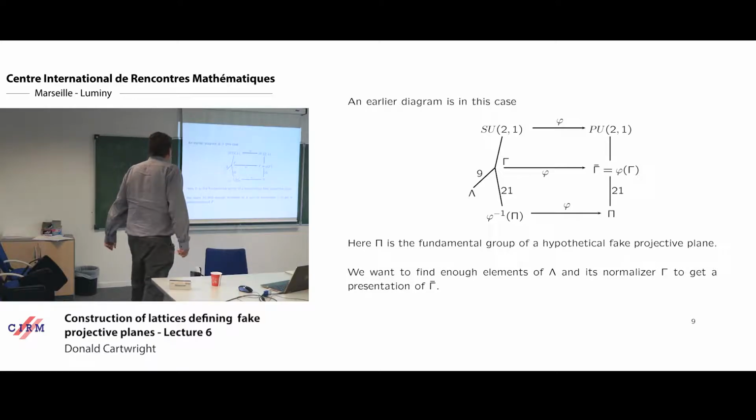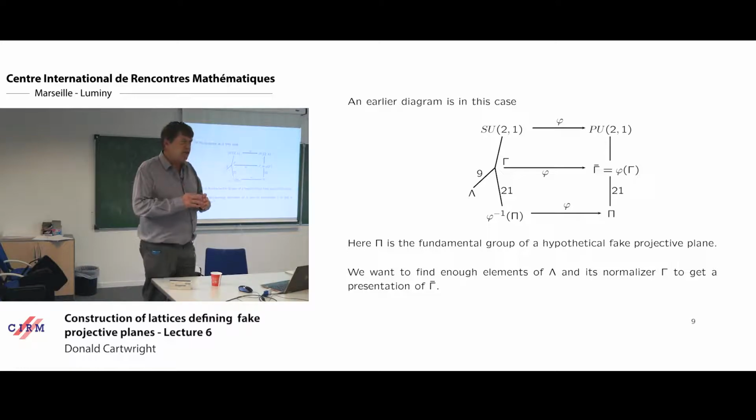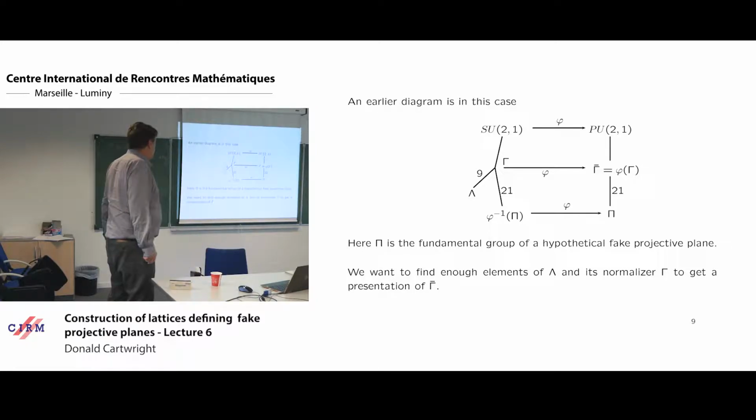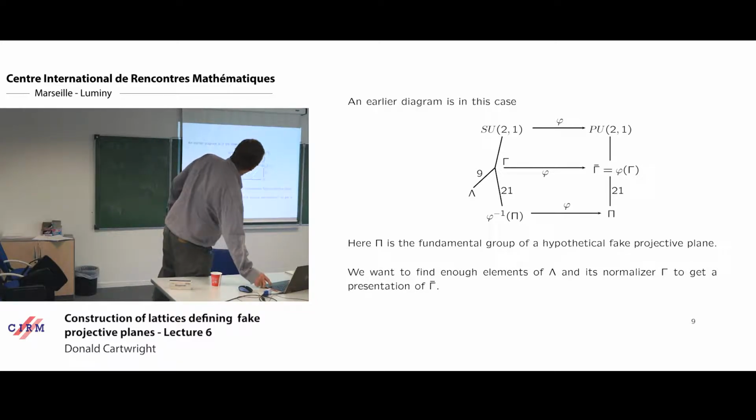And so basically you want to get a strong grip on this group gamma bar, the image of gamma under the natural map. So we want to get a presentation of that group, understand it well enough so that we can work out what subgroups of index 21 we have. Okay, so that's the goal.